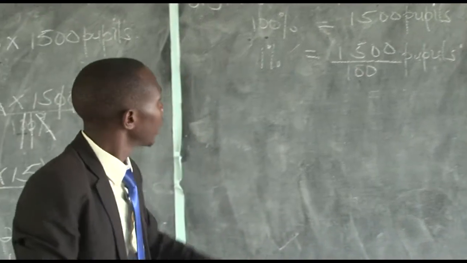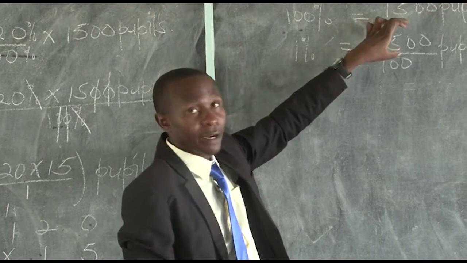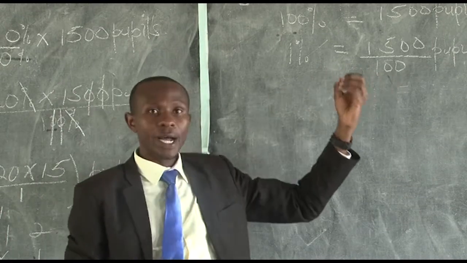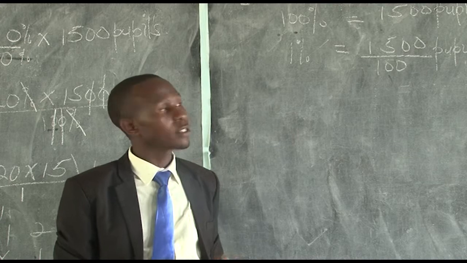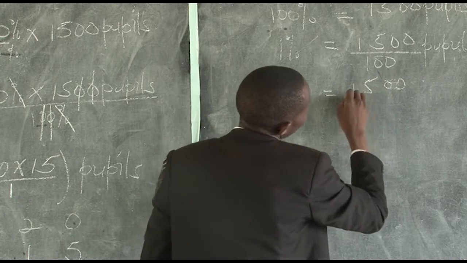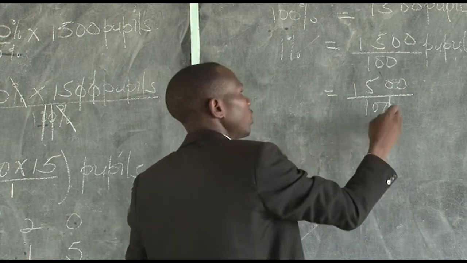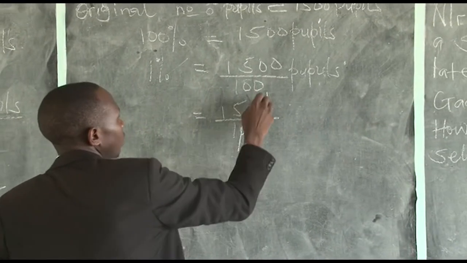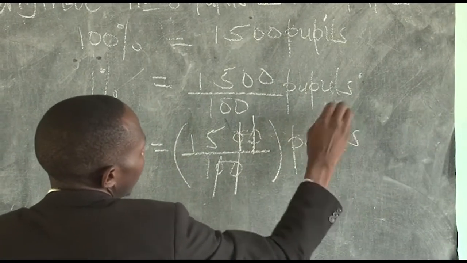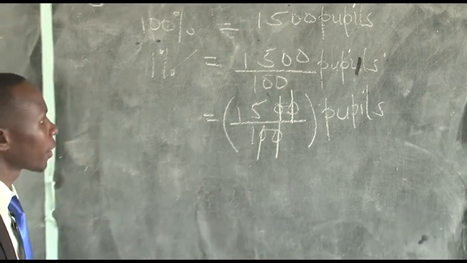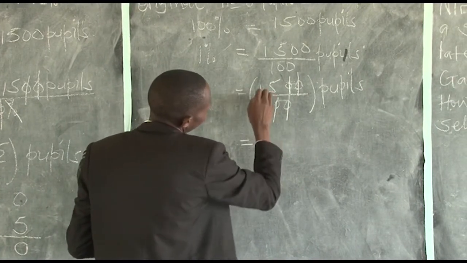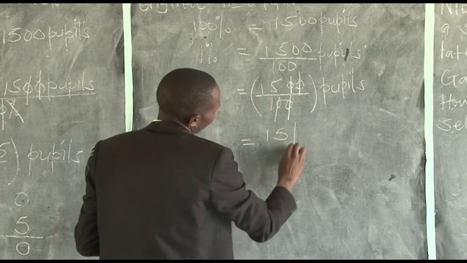Let's look at it. We have 1,500 as a numerator, then we have 100 as a denominator. Let's divide these numbers out. 1,500 divided by 100. This zero will cancel out with this zero. This zero will cancel out with this zero. Remember, all this should be given units as pupils. So we shall continue and say, we have 15 out of 1. It's the same as saying 15 pupils.